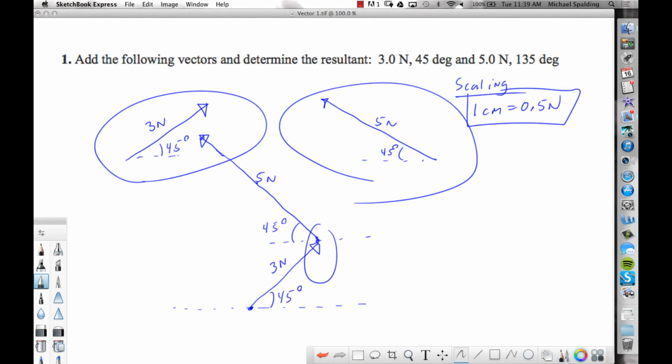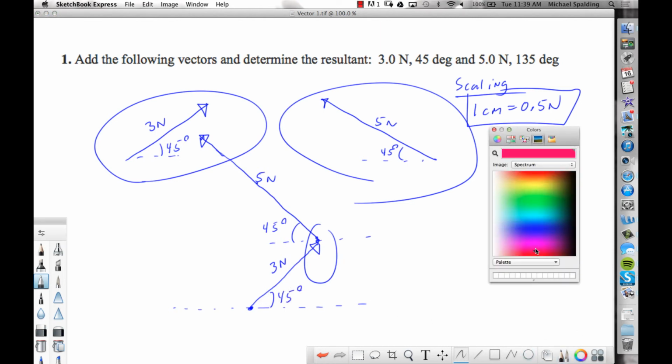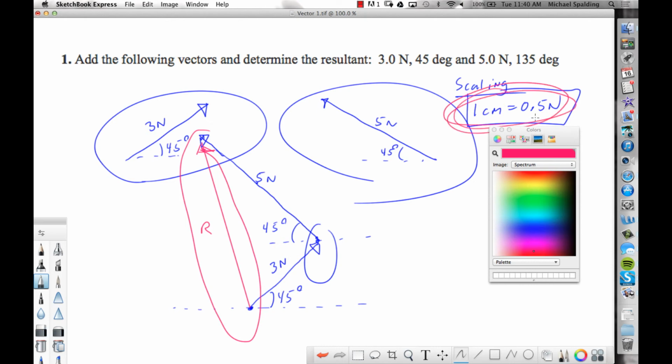The answer you're looking for, I'm going to do this in a different color, red, goes from the tail of the first to the tip of the last. So this is your resultant vector. That right there is the resultant. How do you convert that into an answer? Well, get out your ruler, measure this, and then convert it to an answer using your scaling. And then measure off this angle using a protractor.